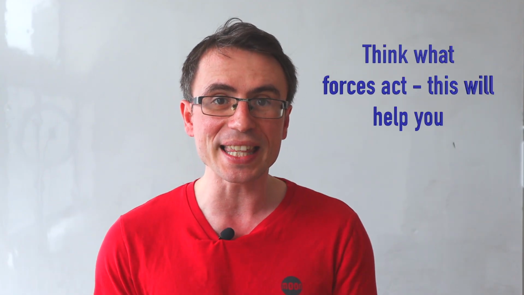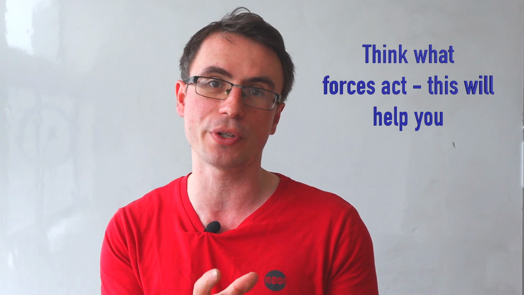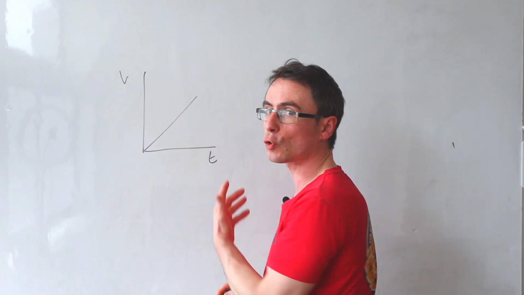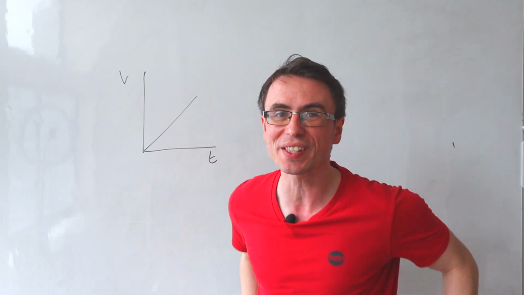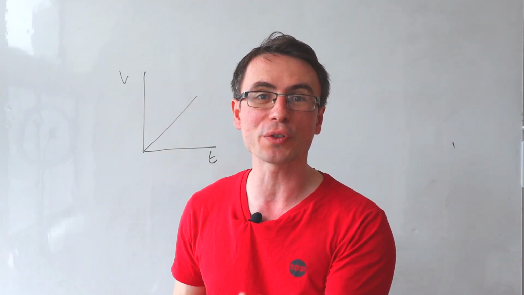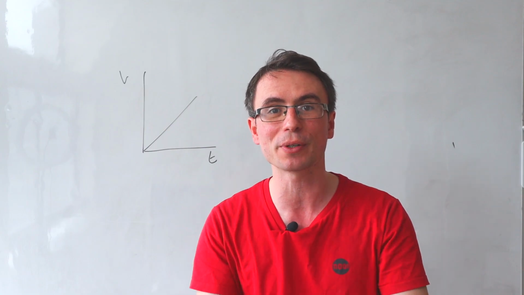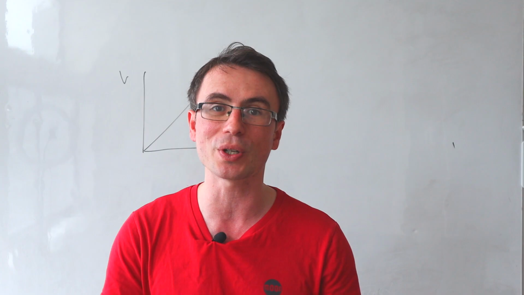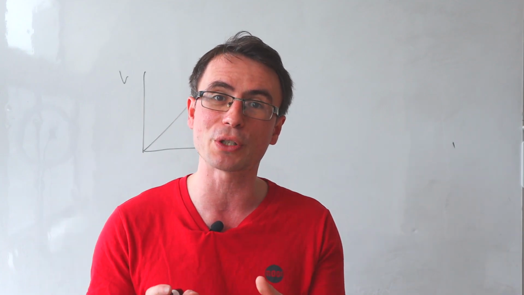The second thing that I would like you to do is to think what forces are acting on the object. For instance, if the velocity-time graph is a straight line through the origin, this would mean that the acceleration is constant, and this means that there would be a constant force acting on the object. Provide as much detail as possible. If the acceleration is indeed constant, we need to mention it. If the acceleration is increasing or decreasing, we also need to mention that.